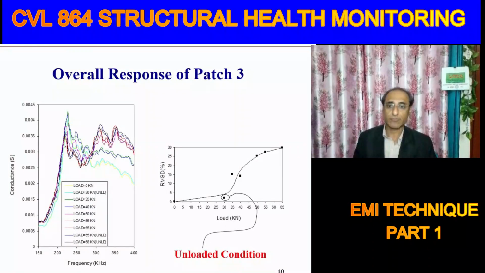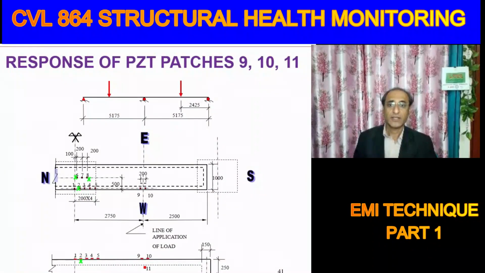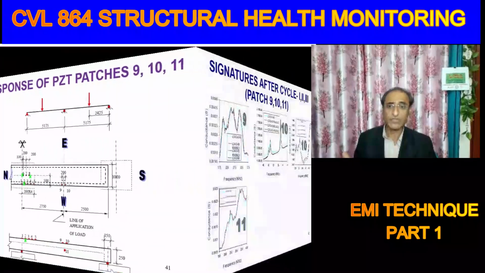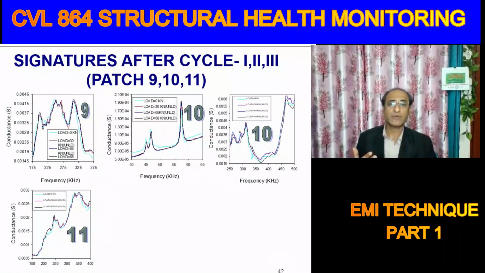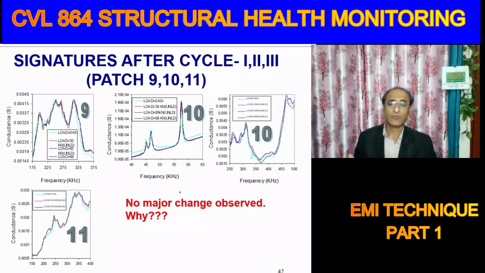So this is the signature response of patch number 3. After the first cycle there was hardly any change in signature, but after cycle 2 and cycle 3 there was appreciable change in the signature. Now another point is that there was hardly any change in the signatures of patches 9, 10, 11. The reason is that they were in the compression zone. In the compression zone there were micro cracks, but they could not mature into greater or wider cracks. So there was some change, but the values of the root mean square deviation were very small. So why this reason?